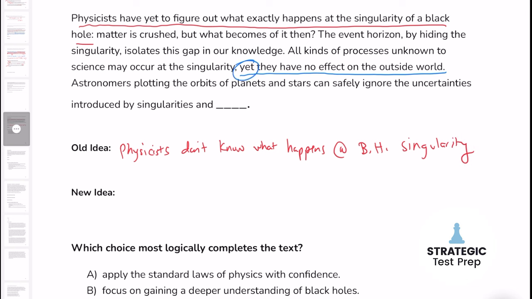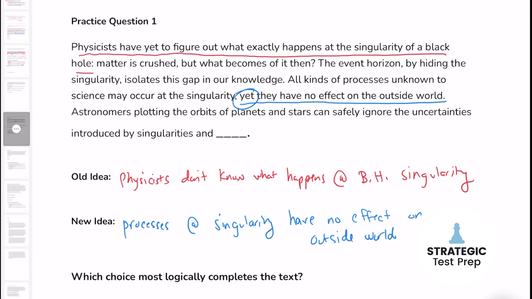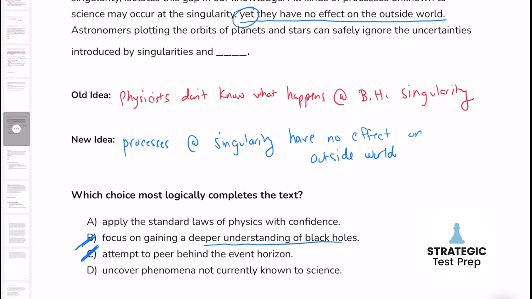And then they introduce a new belief, like scientists recently found that da da da da da. Off of that new belief, you're going to base your conclusion, your logical conclusion. So with a new belief, usually the beginning of it will be a contrast word, like however, nevertheless, because it's contrasting with the old belief.